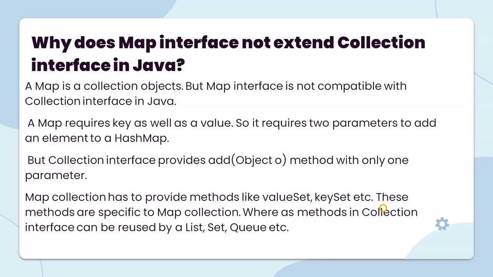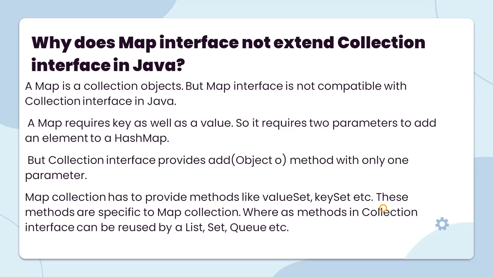Why does the Map interface not extend the Collection interface in Java? A map is a collection object, but the Map interface is not compatible with the Collection interface. A map requires a key as well as a value, so it requires two parameters to add an element to the map. But the Collection interface provides an add method with only one parameter. Map has to provide methods like values set and key set. These methods are specific to map, whereas methods in the Collection interface can be reused by List, Set and Queue.